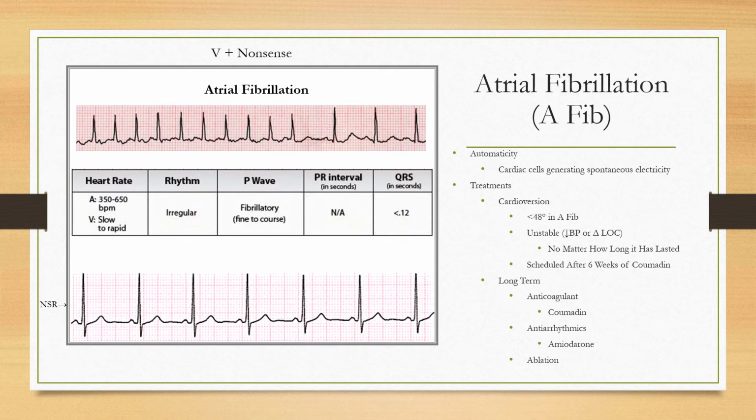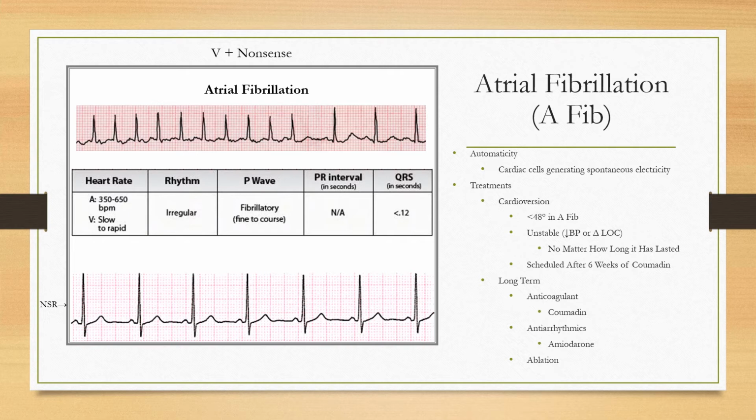We need to get them out of the rhythm. Okay. What about long term? So long-term treatment, patients with atrial fibrillation are typically on an anticoagulant, such as warfarin or Coumadin. Or we can use another anticoagulant as treatment, such as heparin.